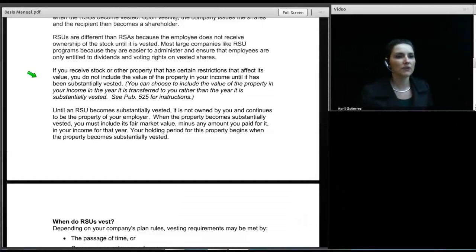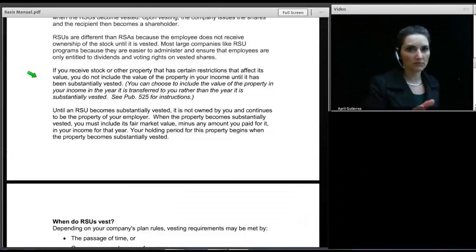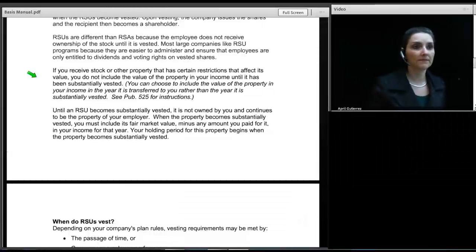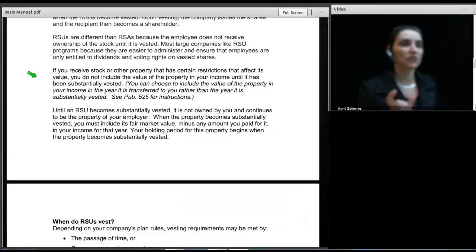So what that's saying is if you are being told that we're going to award you some RSUs a year from now, and at the time that they are awarded to you, you're going to have to come up with the money to pay the tax on them. Now, how are you going to come up with the money?